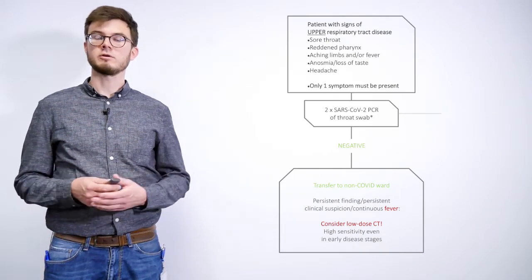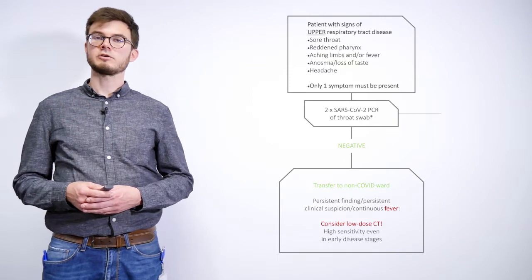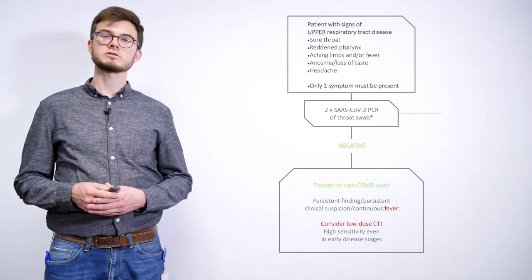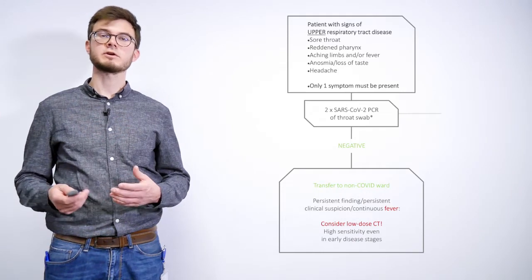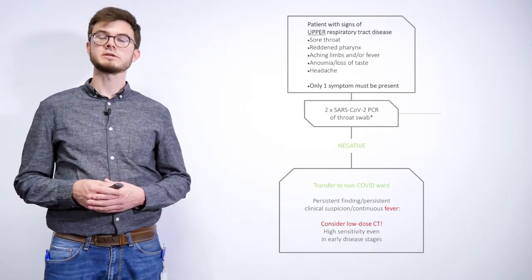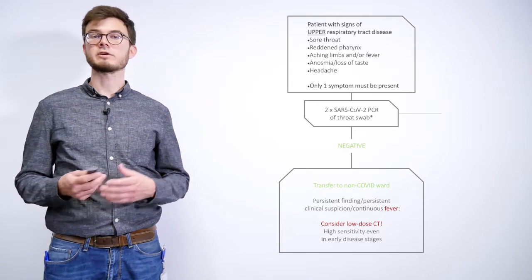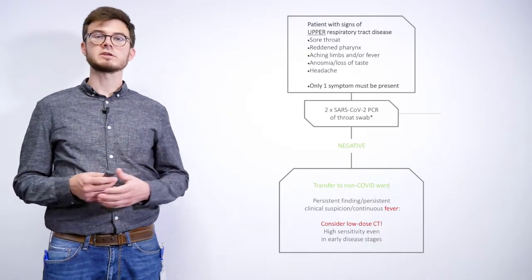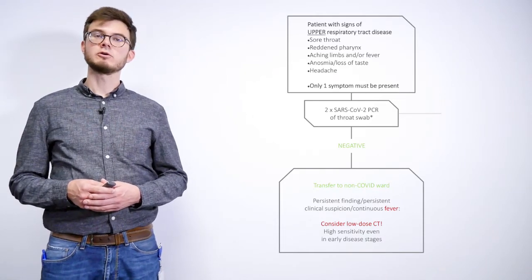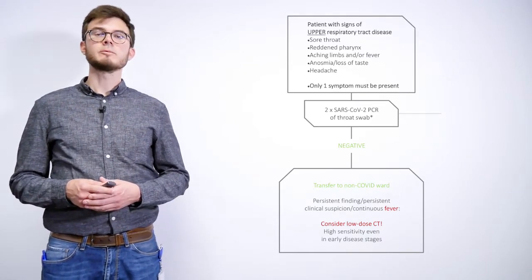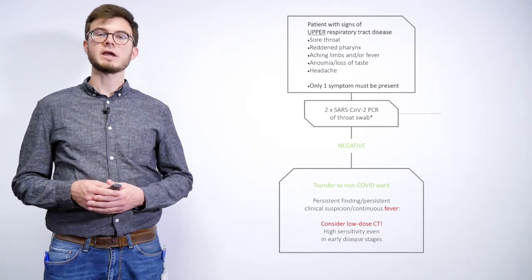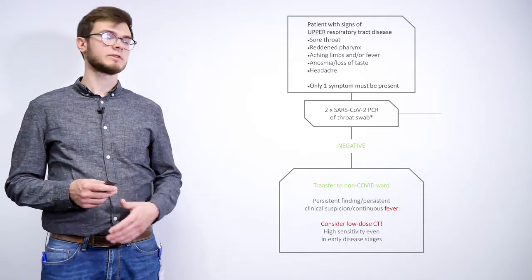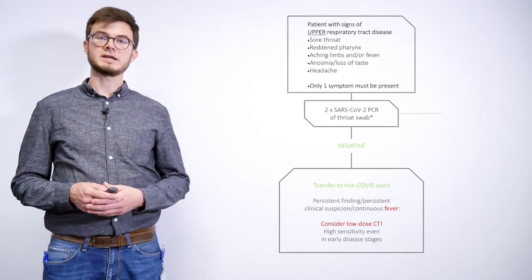of the respective specialty. But if the attending physician still has doubts to rule out COVID-19 in this patient, so if the patient is persistently febrile or symptomatic or there are other suspicious signs of COVID-19 disease, one might consider performing a low-dose CT of the lungs, which has a comparably high sensitivity also in early stages of the disease. And that's where the pathway on the left side ends.